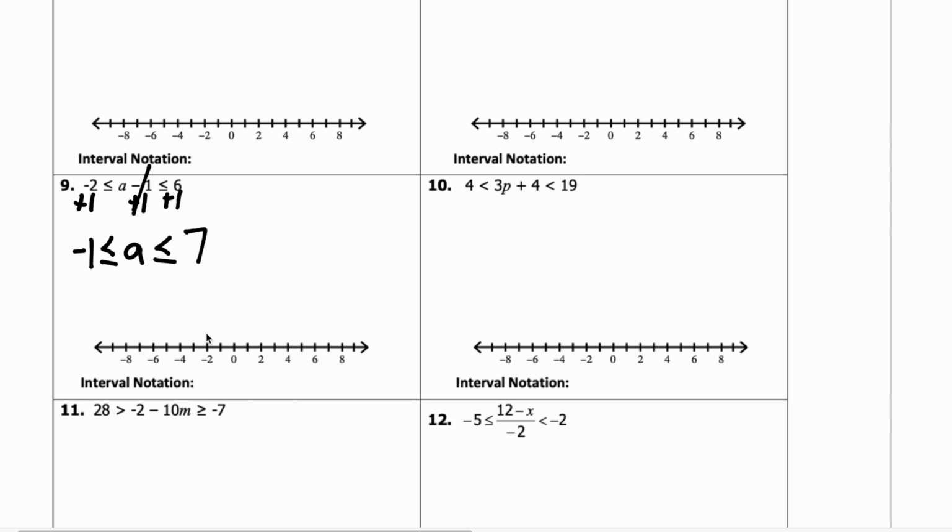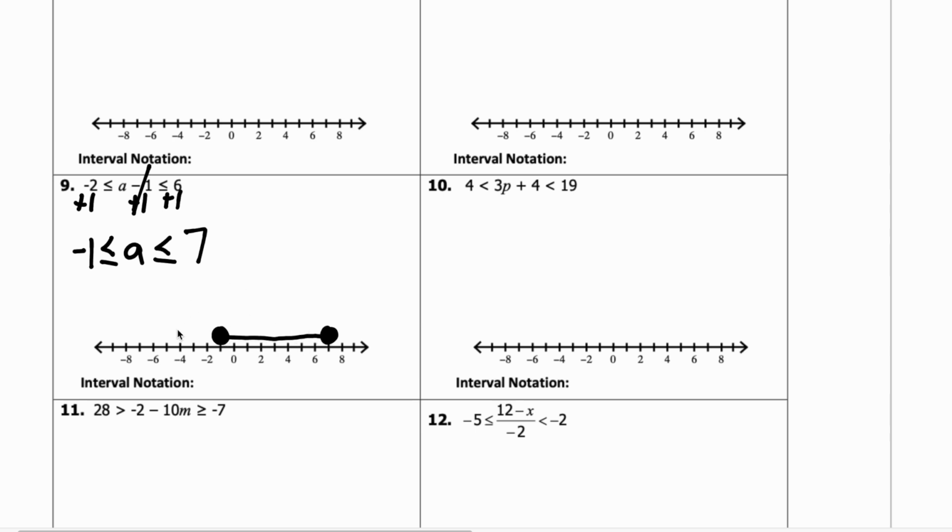So let's go ahead and graph that. I'm going to go to my -1 first, and since it is a closed notation, I'm going to bubble it in. And then I'm going to go to my 7. Since it's a closed notation, I'm also going to bubble it in. And since I know it's an and problem, I can just connect the two.